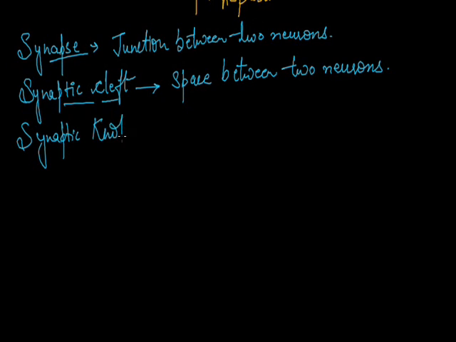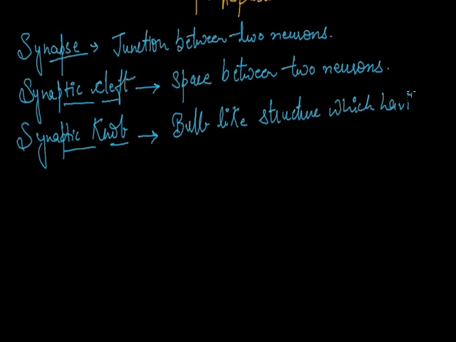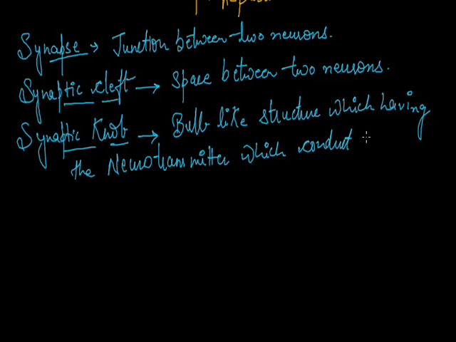synaptic knob. As we have already discussed, synaptic knobs are the bulb-like structures which have the neurotransmitter which conducts the chemical message to the next neuron.